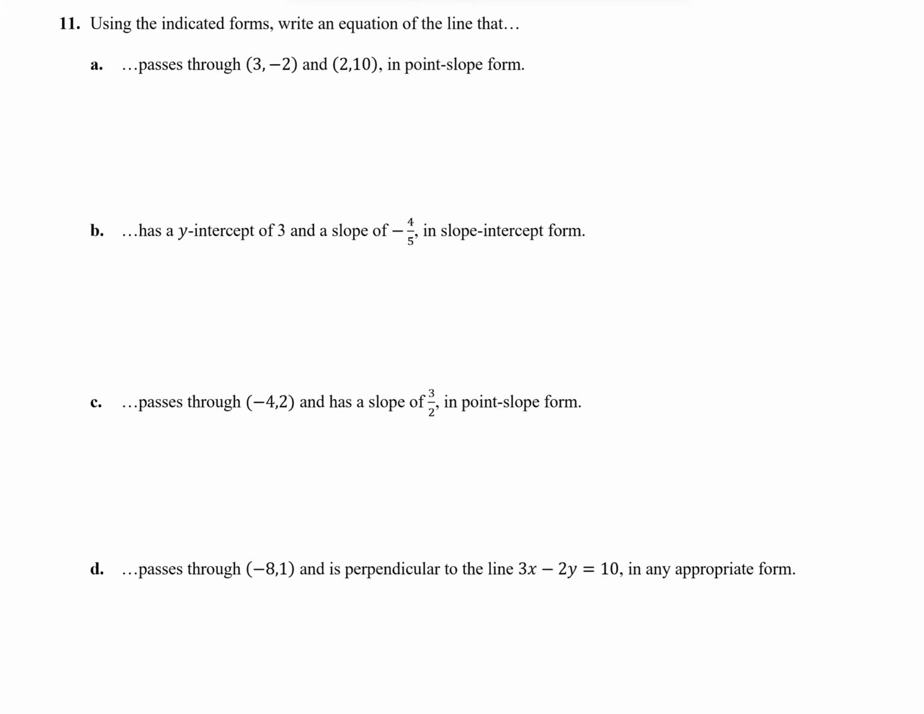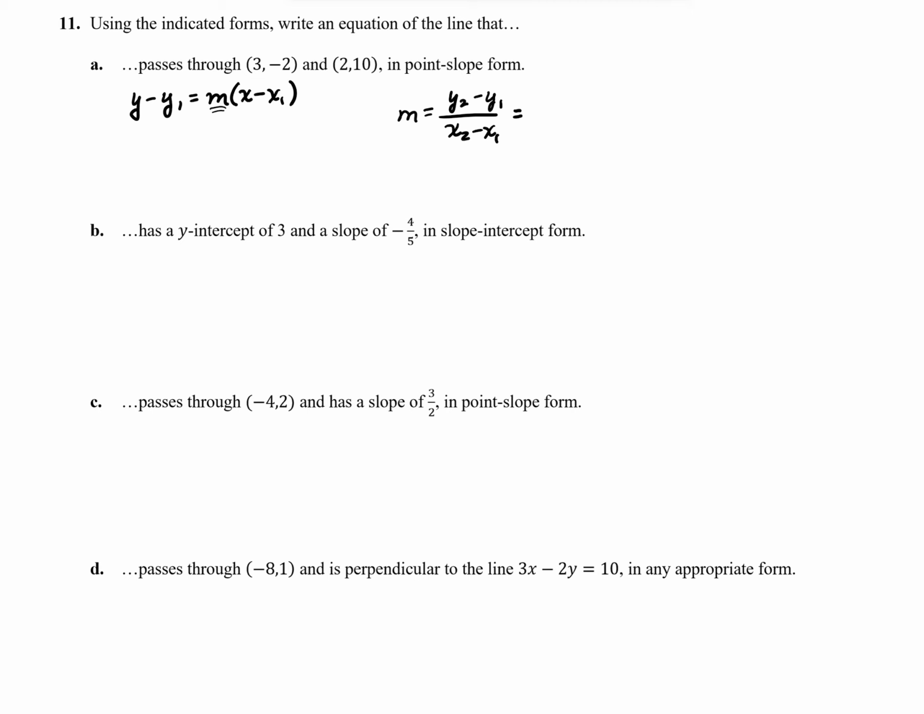Okay, so for number 11 in the Unit 1 review problems, we're just trying to write some linear equations, and the first one asks for point-slope form. Point-slope form is the y minus y1 equals m times (x minus x1) form. We need the slope. So slope is y2 minus y1 over x2 minus x1, or rise over run if you wanted to actually plot them out and count.